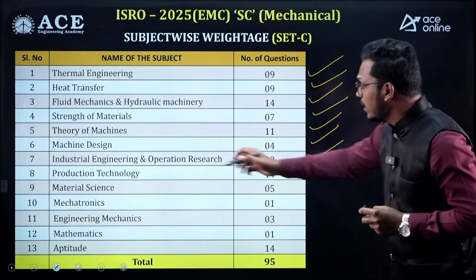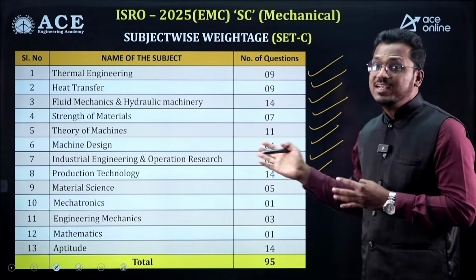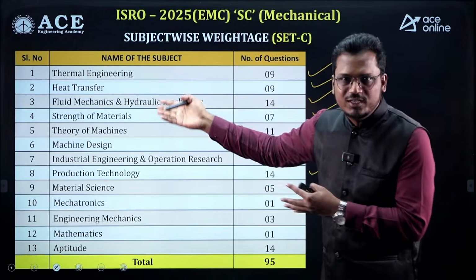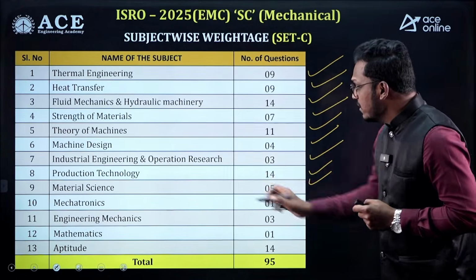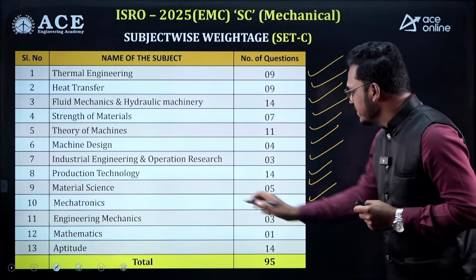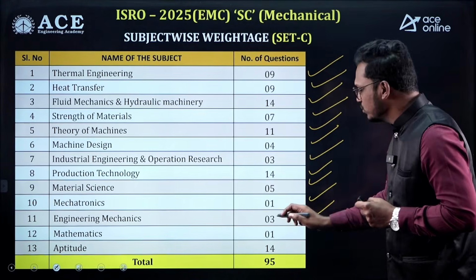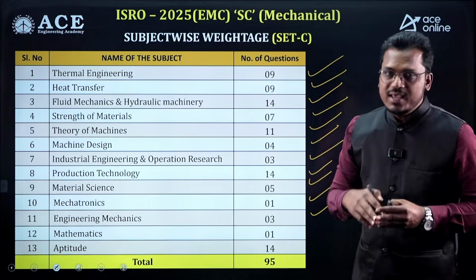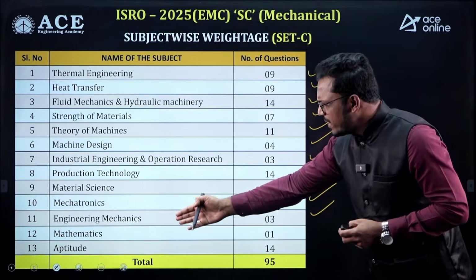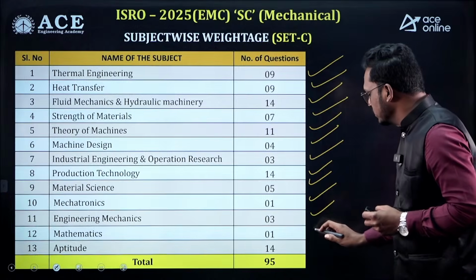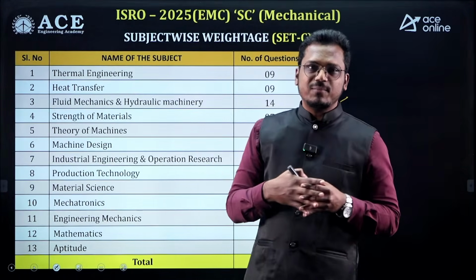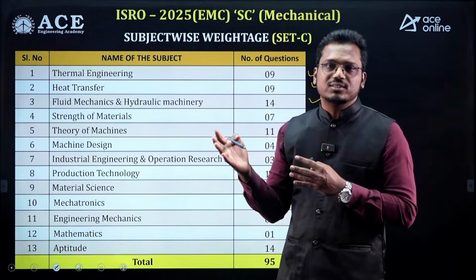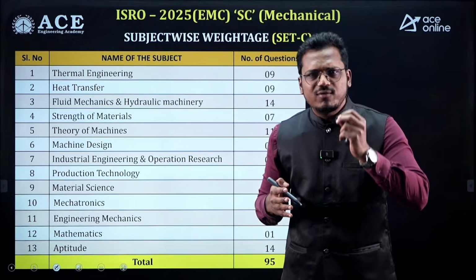Then production technology, which is the highest weightage subject for GATE as well as for ISRO, has 14 questions. Material science has 5 questions, mechatronics 1 question, and engineering mechanics 3 questions. The common part, mathematics and aptitude, has 15 questions. So in total, 95 questions. Today they conducted the exam, and the questions are very simple.